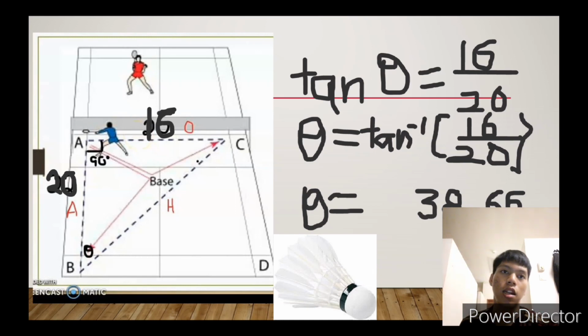The solution: theta equals tan negative 1 of 16 over 20, we get the 38.66 angle.